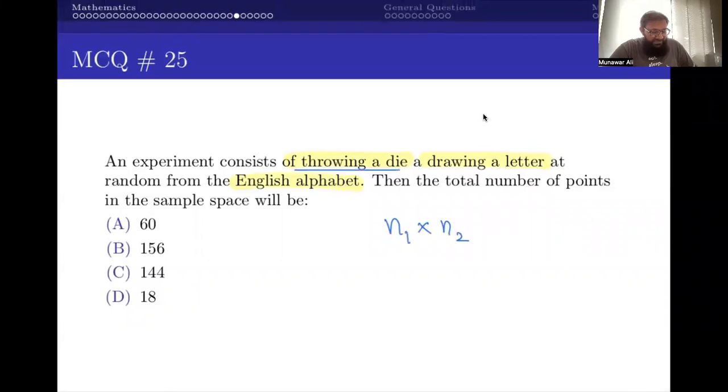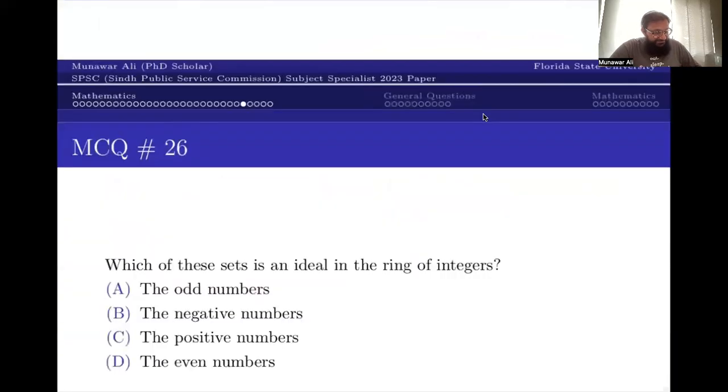So a die has 6 sides in general. Otherwise, there are dice of 4 sides and 8 sides, but we are taking the general one to be 6. And how many letters in the English alphabet are there? There are 26. If you multiply them, the answer is going to be 156. It's simply the product of these, one of the simplest questions in this test.